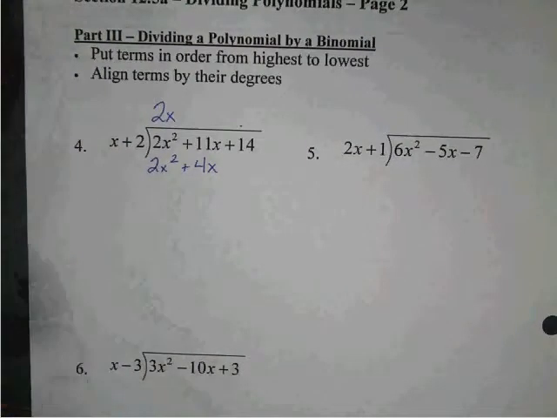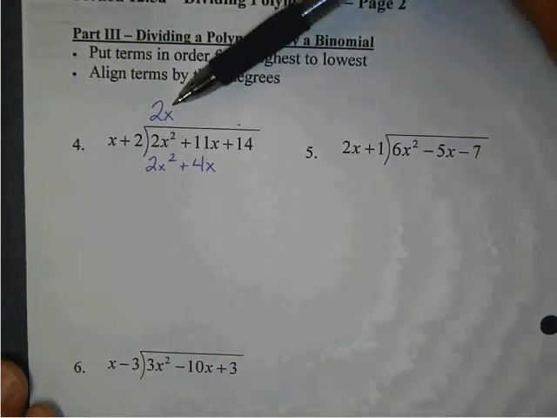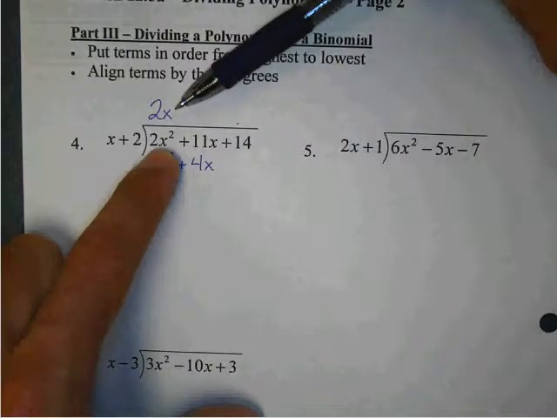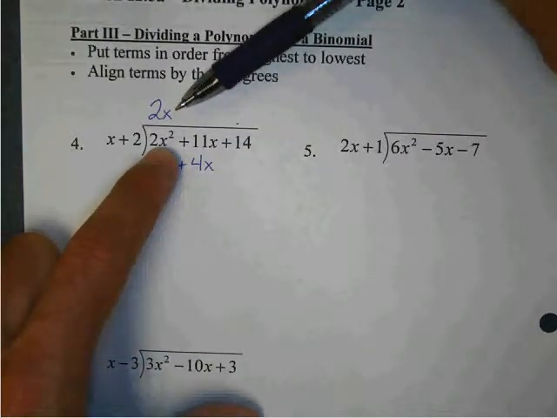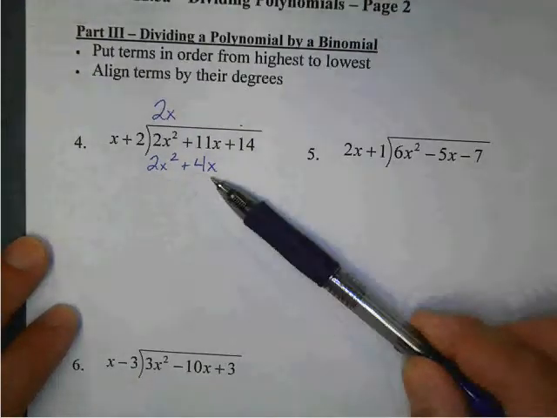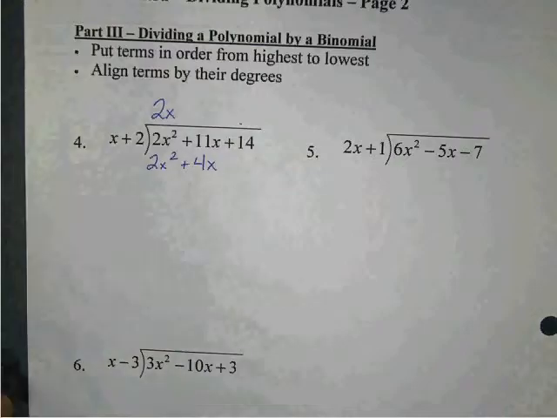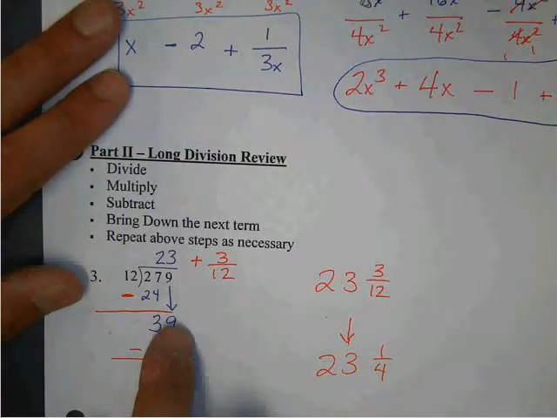Okay, let me back up there. How did I get, first of all, this 2x at the top, right here? I asked the question, x times what is 2x squared? All right? And then I got the 2x squared plus 4x by multiplying the 2x times these 2. Now, I flip back. In red, what was my next step?